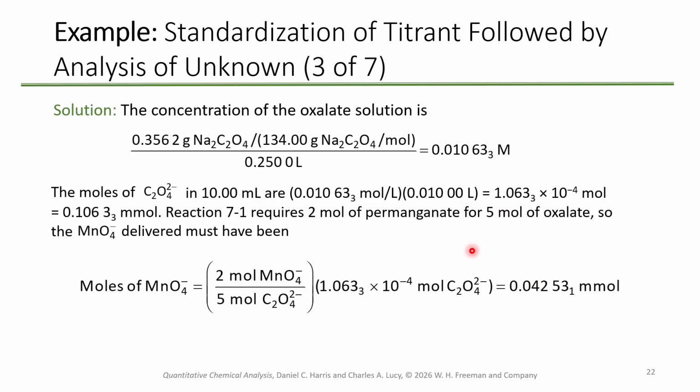So the first thing I need to do is figure out how many moles I'm going to have in this solution if I take 10 milliliters of this oxalate solution. I have this molarity here, and I'm going to take 10 milliliters out of it, so that's 0.010 liters. Everybody good with that? Did I lose anybody up to this point?